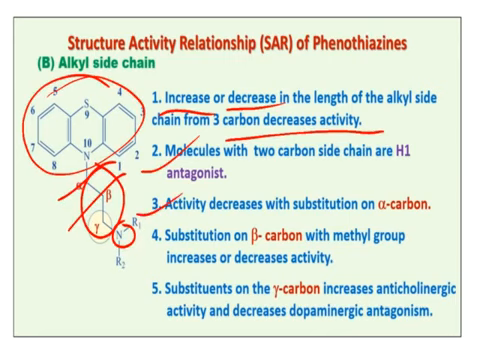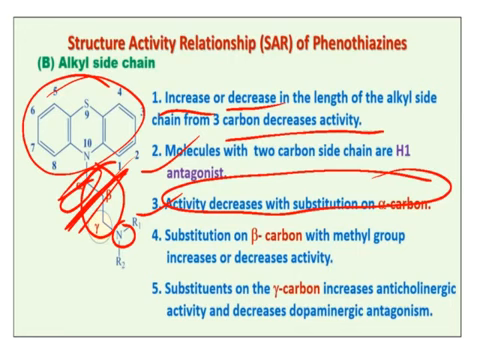Then third, if any substitution is made on the beta carbon, the middle carbon, as we have seen in antidepressants too, then usually the activity does not change, either less or more. So depending upon the other substitution, it will not affect the activity. But if at the beta position there is any substitution or any branching, it may decrease or increase the activity. But if it is present at the alpha position, then the activity of the compound will decrease.